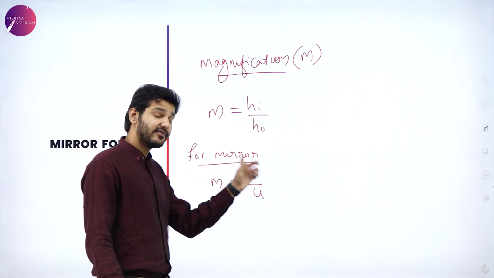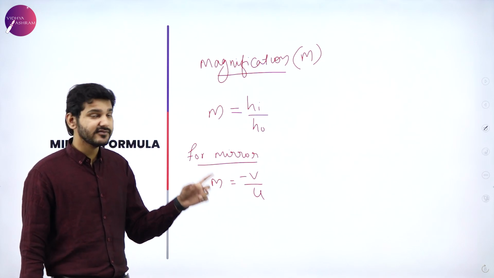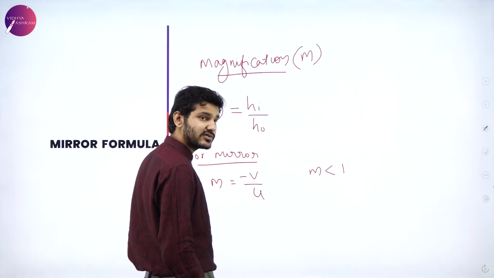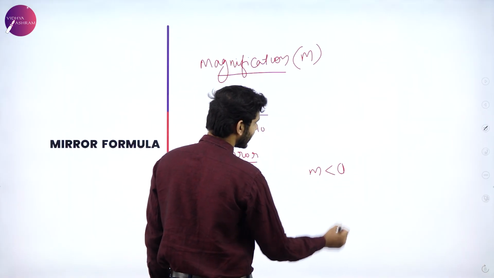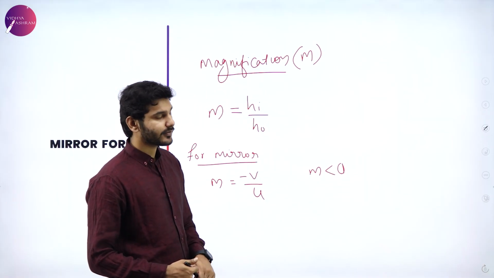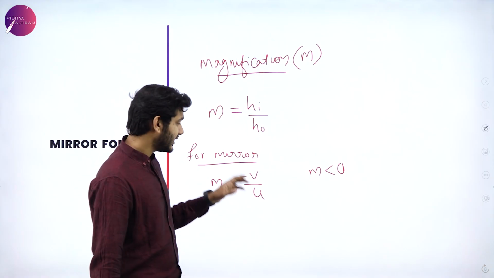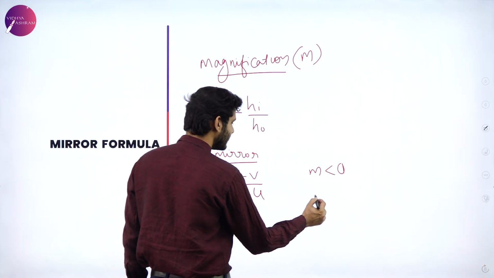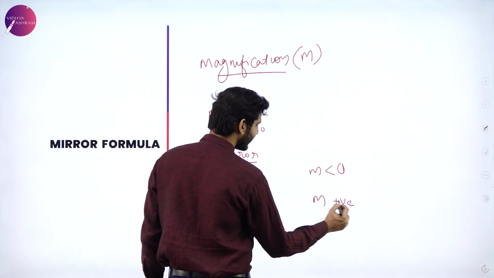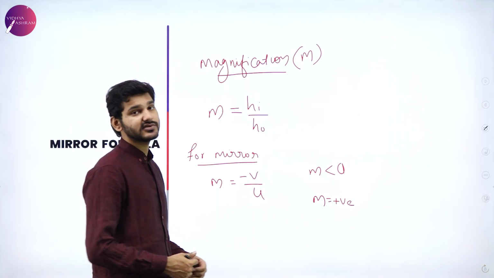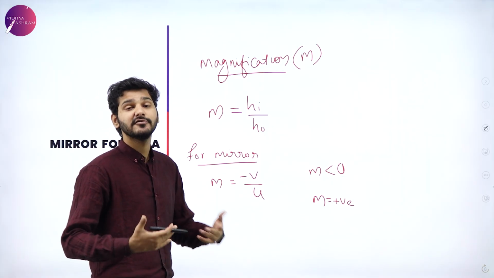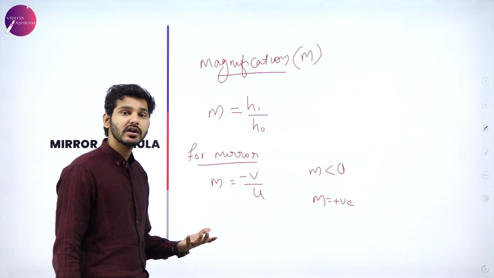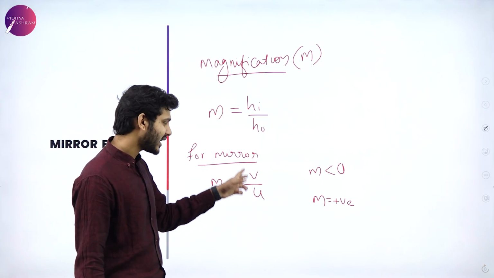Again, one small trick is also there. If m is negative, that is less than 0, then we can say that the image formed is real. And if m is a positive value, then we have to say that the image formed is virtual. So that is how we can find out whether an image is virtual or real, by looking at the sign of the magnification.